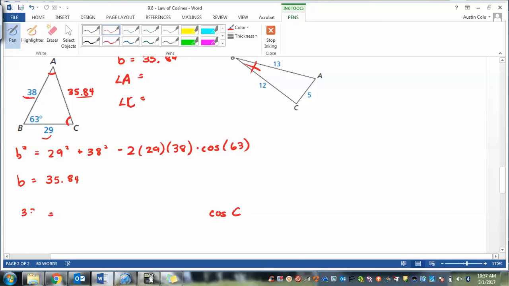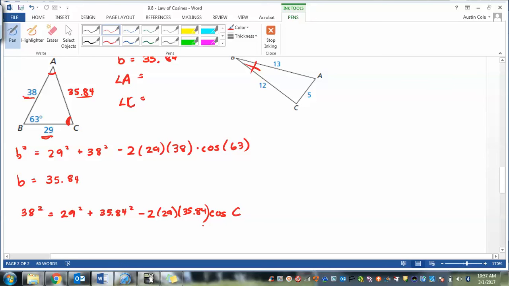38 squared. Okay, so if I'm using this angle, well then this is essentially my A value, what I'm starting with. These two are my B and C values. So 29 squared plus 35.84 squared minus 2 times 29 times 35.84.